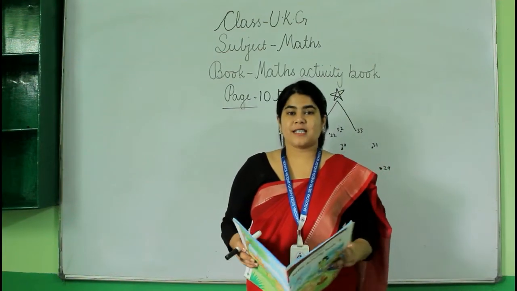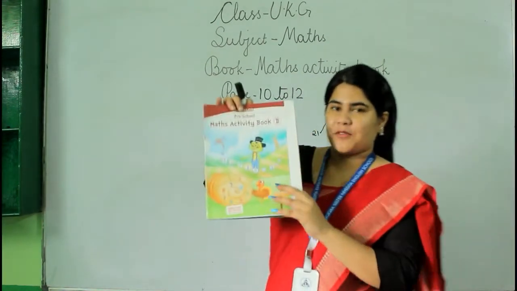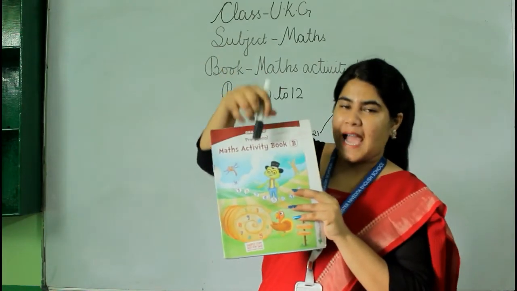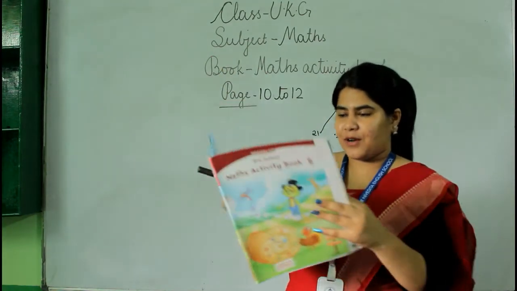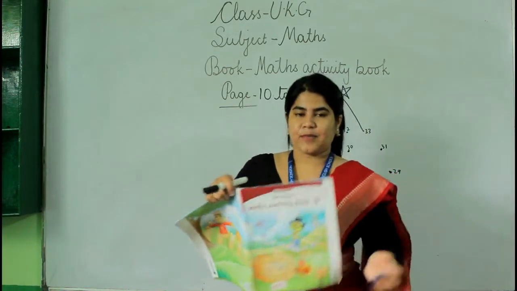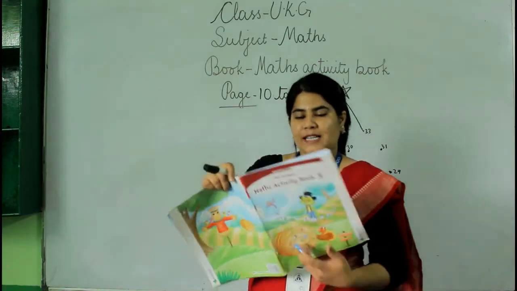So students, just now we have finished up with English. Now we will be starting with maths. The name of the book is Maths Activity Book. Okay, everyone take out this book and move on to page number 10. You will get this type of image in page number 10. Okay, so let's do it.